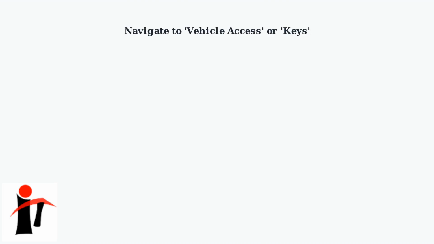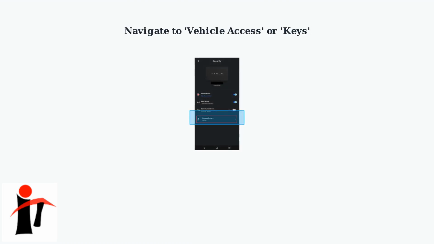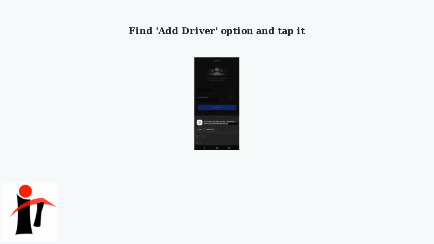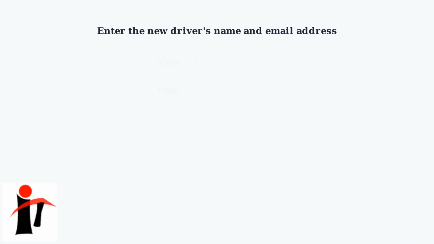In the app, navigate to Vehicle Access or Keys. You'll find the options for managing your vehicle's security settings. You'll find an Add Driver option. Tap it to begin adding a new driver. Enter the new driver's name and email address in the provided fields.